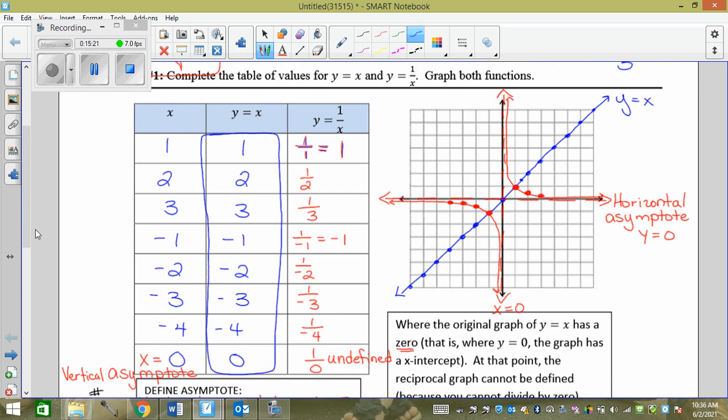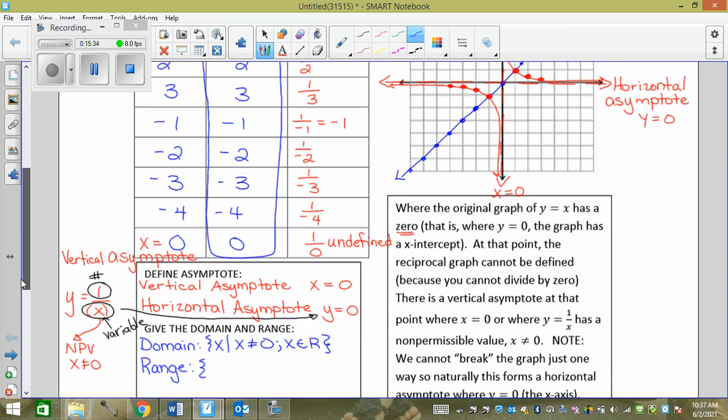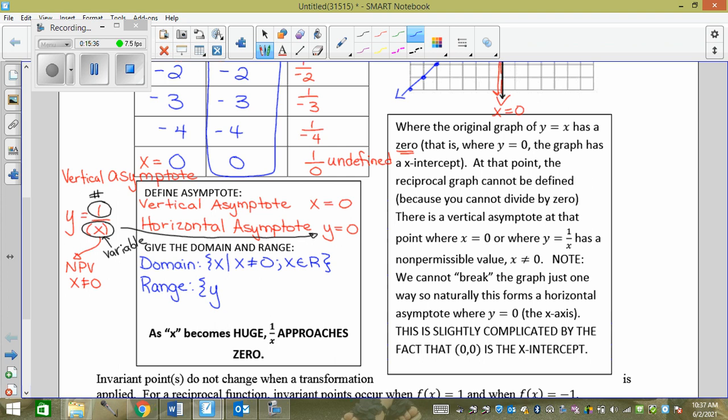If we look at our y's, where does this graph exist? Everywhere except for 0. So I can do all my negative y's to 0, and I can start above 0 all the way to my positive y's, correct? But the only place it doesn't exist is the asymptote. So it's going to be y such that y cannot equal 0.